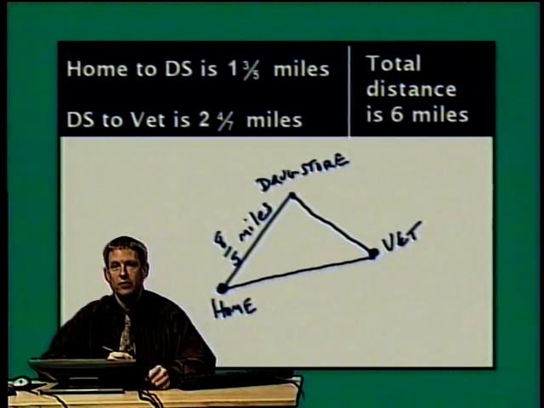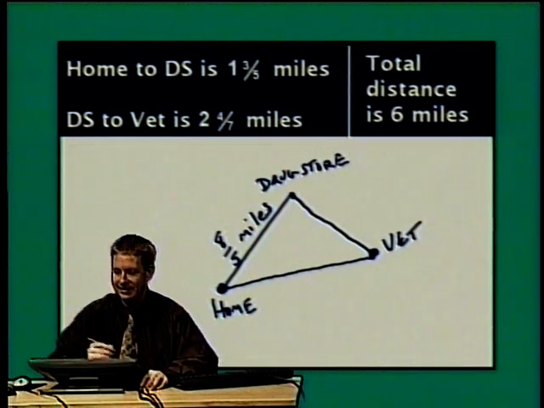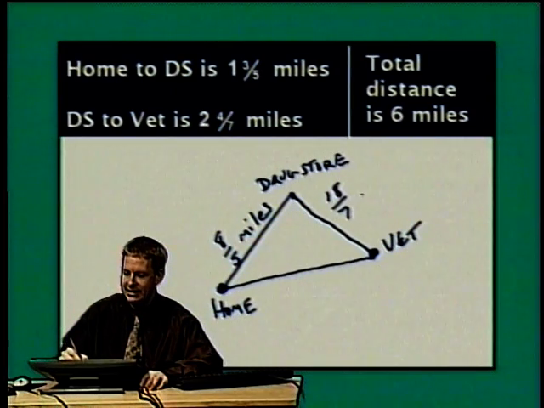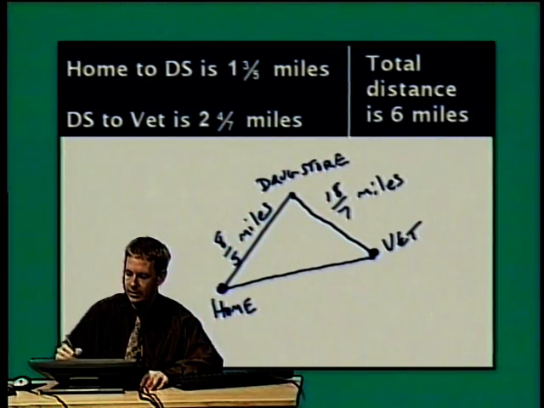The distance from the drugstore to the vet, let's see, we have 2 4/7 miles. 2 written as sevenths would be 14/7, because 14 divided by 7 is 2. 14/7 and 4/7, that's 18/7. So the distance from the drugstore to the vet is 18/7 miles.